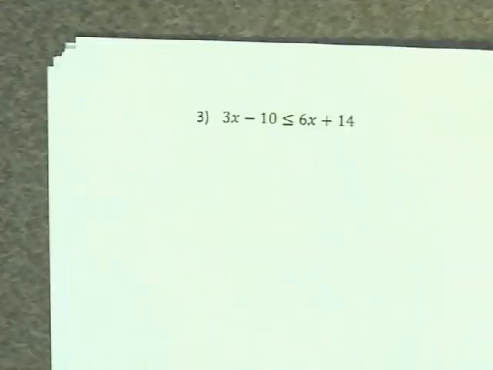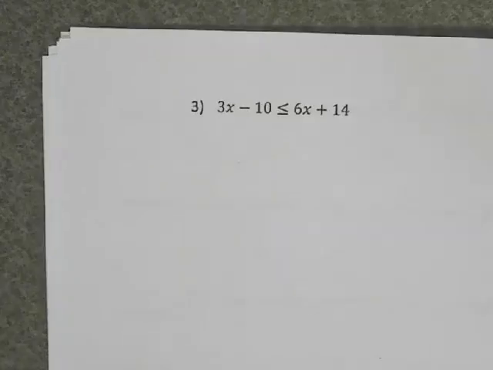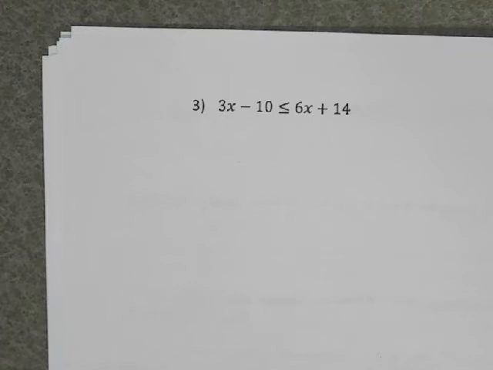Number 3 up here. Now this one has variables on both sides. Don't get scared. It's going to be the same way that we were doing it with equations. You just have to get the variables all to one side. So it doesn't matter if you move them to the left or to the right at first. I would solve it the way you would normally solve an equation, and then if you need to flip it around, you can at the end. I like to deal with positive x values.